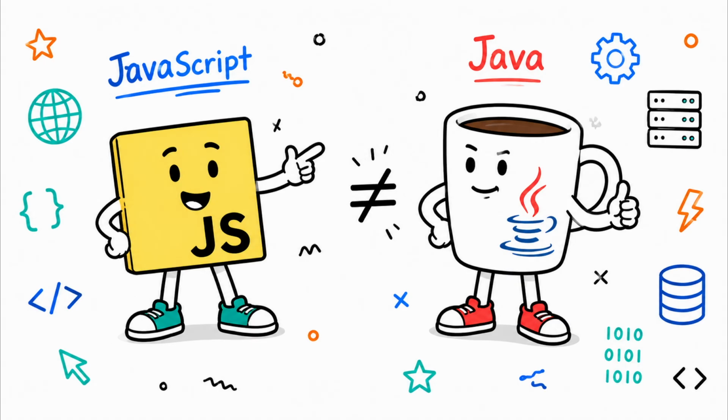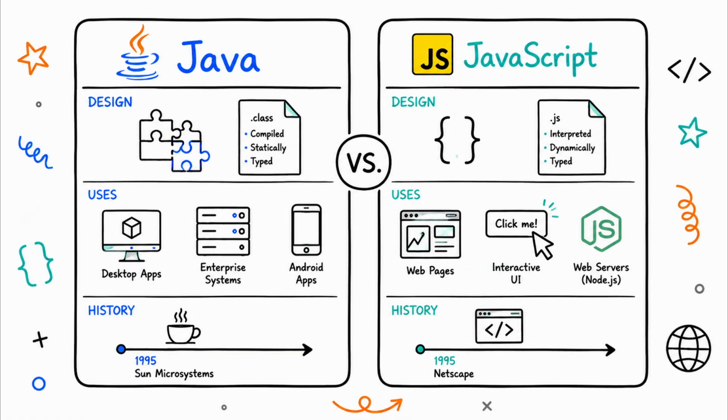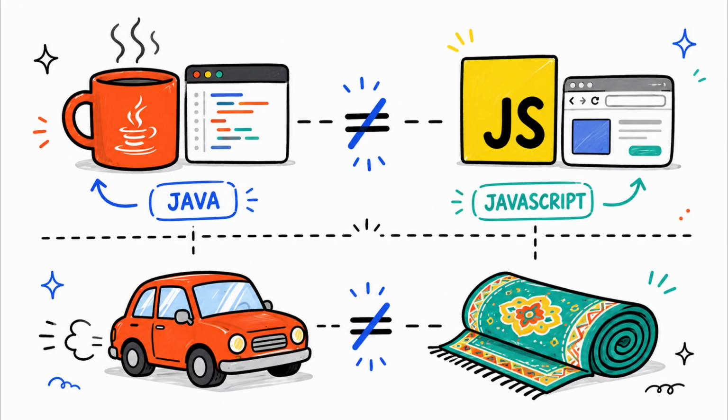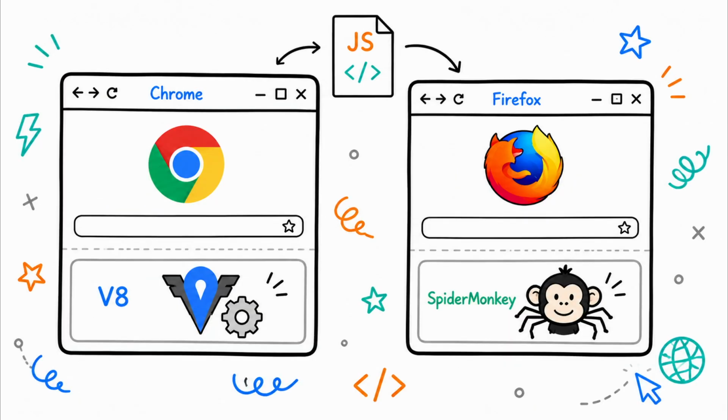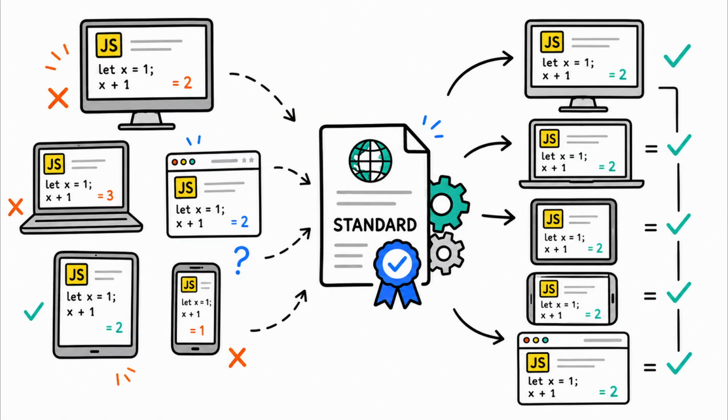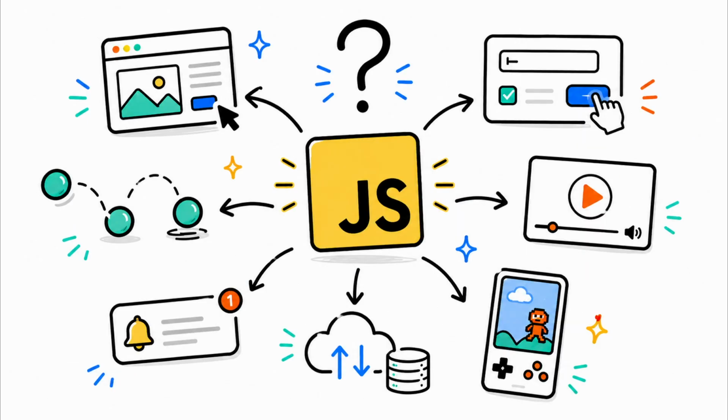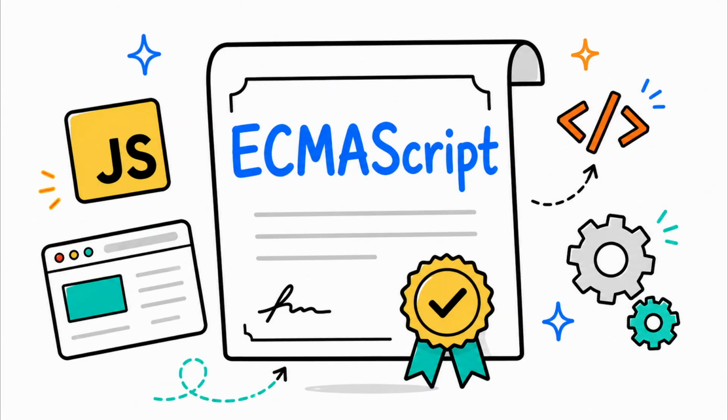The name was partly a marketing decision because Java was extremely popular at the time. But Java and JavaScript are not the same language. They are about as closely related as a car and a carpet. JavaScript first appeared in Netscape Navigator and was soon added to other browsers. Later, the language was standardized by ECMA International so that JavaScript code could behave more consistently across different platforms. That standard is called ECMAScript.